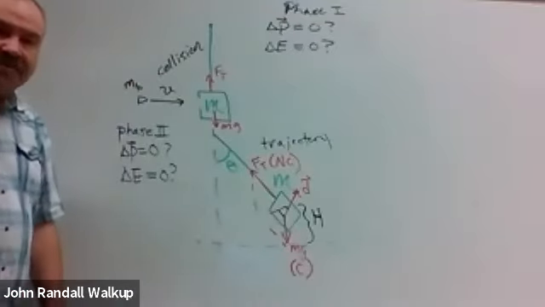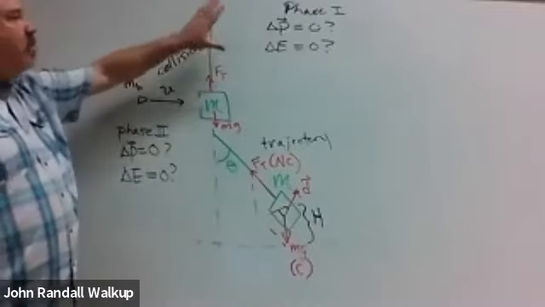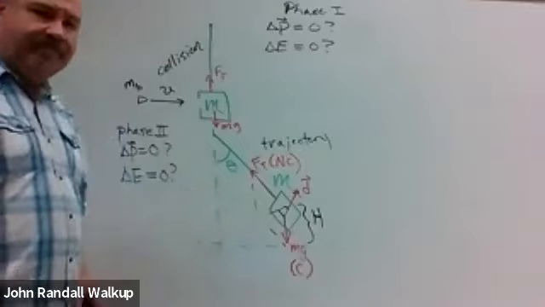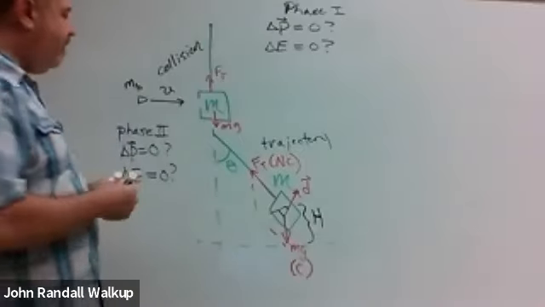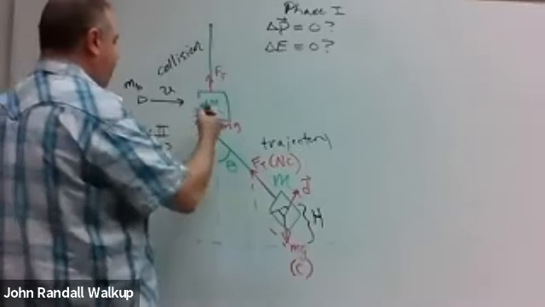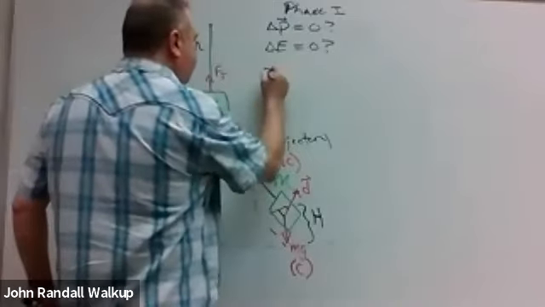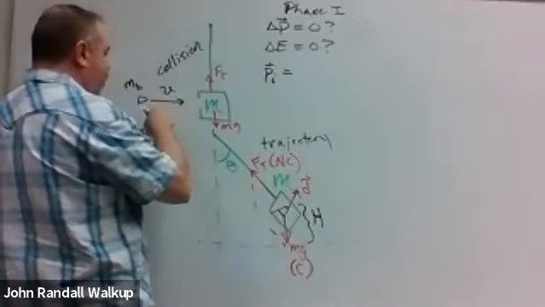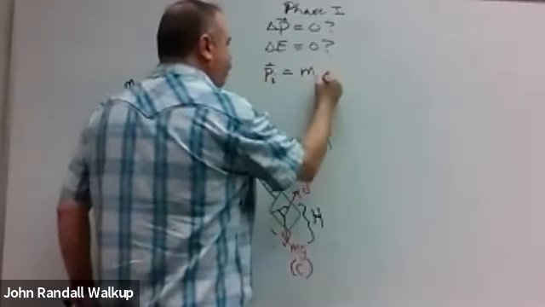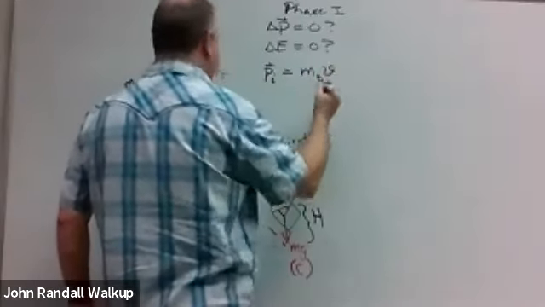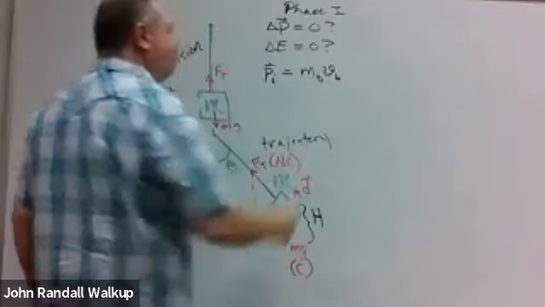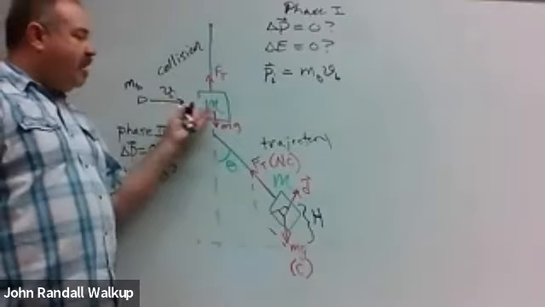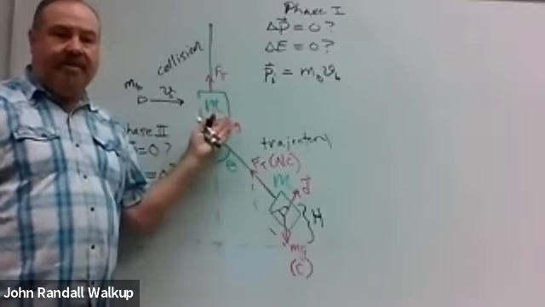Energy is conserved. So in phase one, we conserve momentum. In phase two, we conserve energy. In phase one, what does the momentum look like? Well, P initial is just the momentum of the bullet, M sub B times V sub B, because this block isn't moving initially.